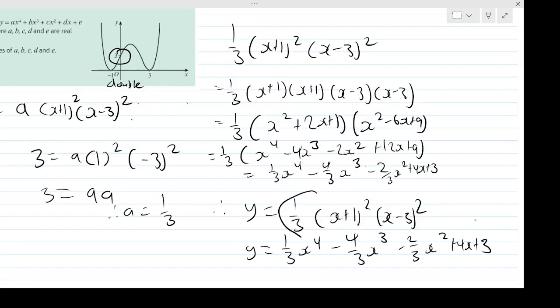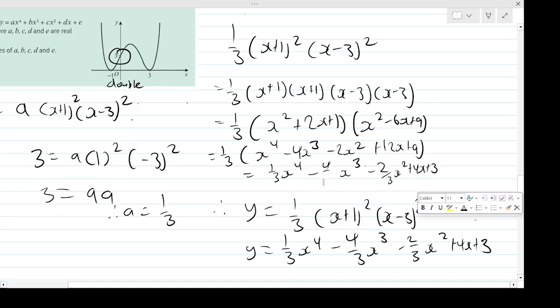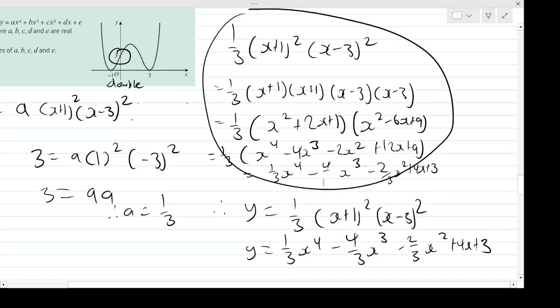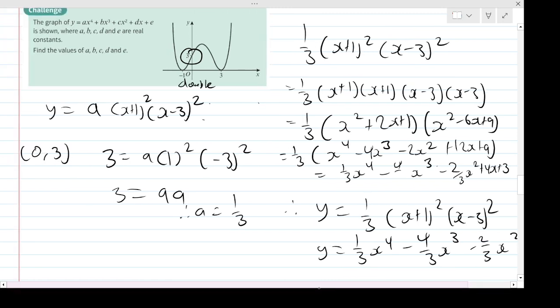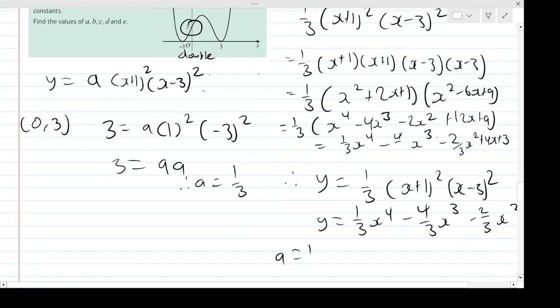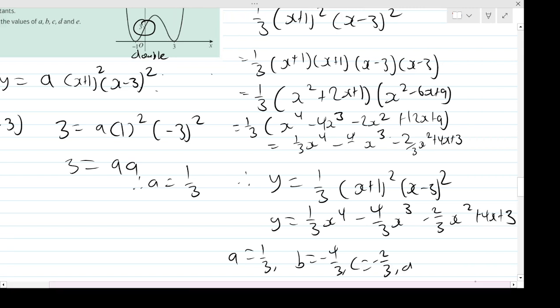And so I could expand these brackets as I've done here in this line of working to get back an actual quartic equation that's not factorised. And so I can read off the coefficients as a is a third, b is minus 4 thirds, c is minus 2 thirds, d is 4, and e is 3 as my coefficients of all the powers of x there.